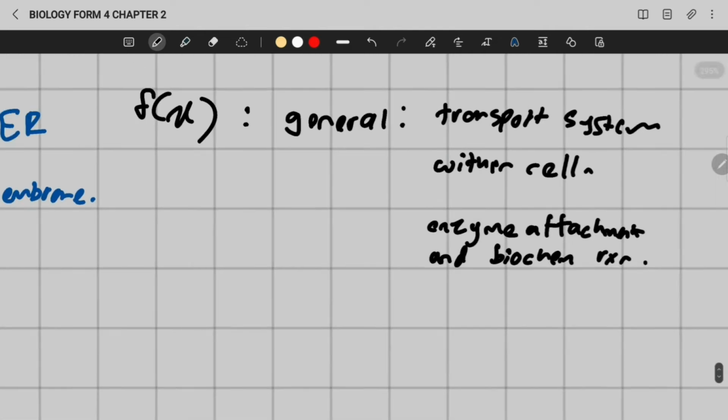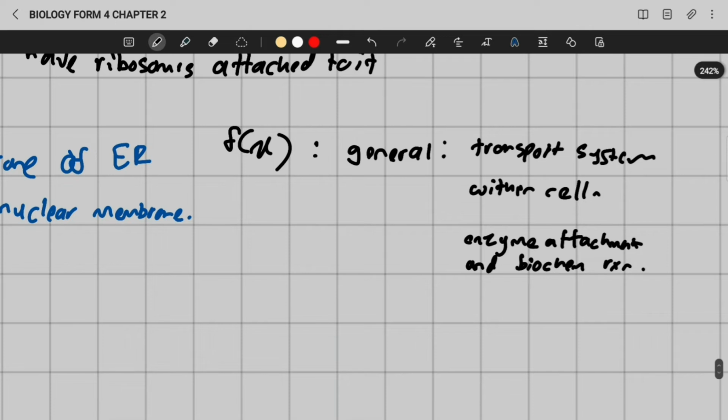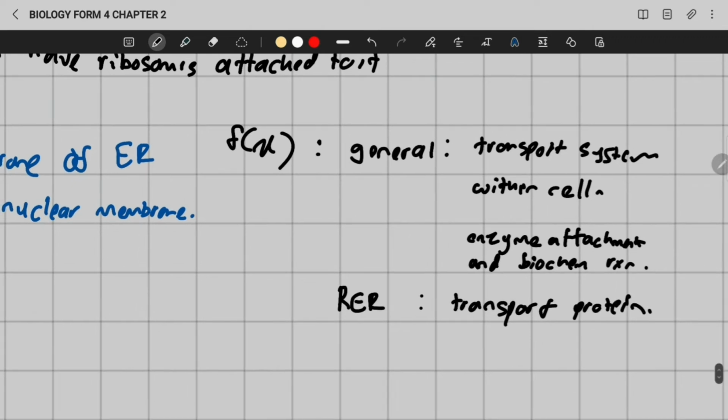And then there's a general function of the ribosome. We have the own function of the rough endoplasmic reticulum, which is to transport protein. A specific function is to transport protein from where? From the ribosome, synthesized by the ribosome. From or to the ribosome, we will learn later.